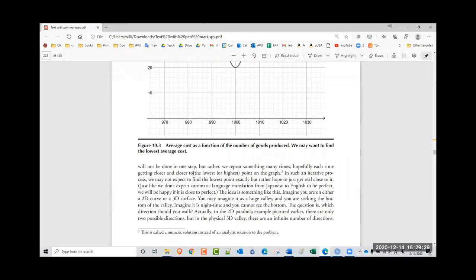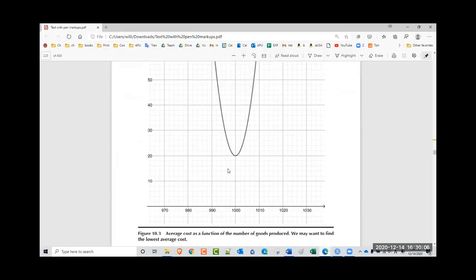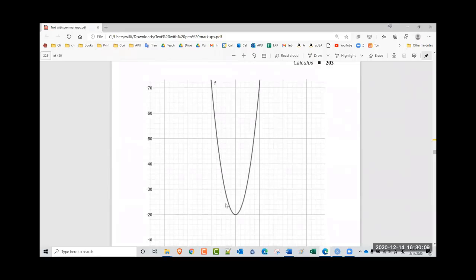And if you have a driverless car, nothing works absolutely perfectly in the driverless car, but it works pretty well, right? So it means that they don't have the perfect solution, but they're minimizing their errors. They're getting closer and closer to 0 error. Now it's not perfect, so it's not 0 error, but the idea is that instead of doing it in one step, we repeat something many times, hopefully each time getting closer. In this case, we want to get closer to the lowest value. So like, suppose we were up here.